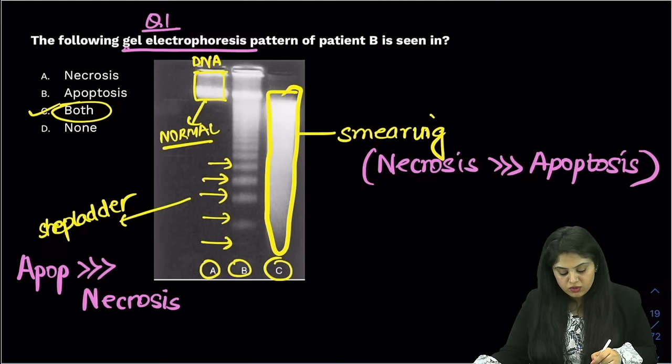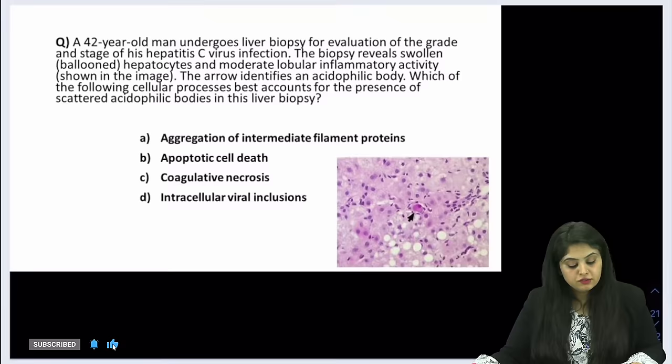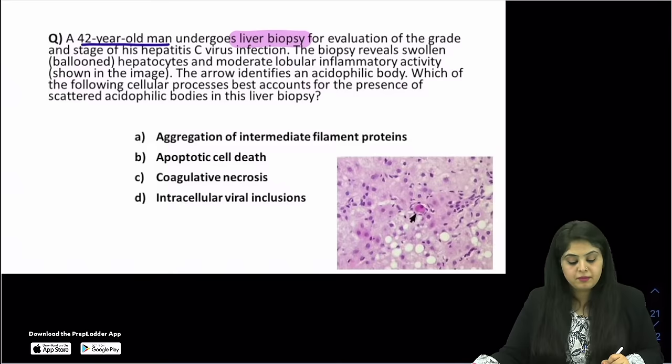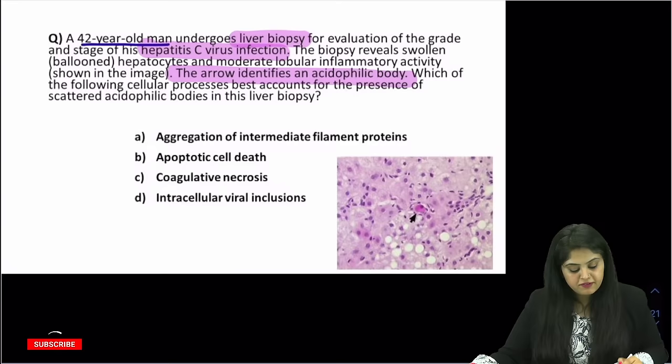Okay, moving on to the next question, which is also something students tend to confuse a lot. So I have to discuss this. A quick review of this question, please. It has come in your previous year papers earlier. Here you have a 42-year-old man who undergoes a liver biopsy to know the grading and staging of hepatitis C virus infection. The biopsy reveals swollen hepatocytes and moderate lobular inflammatory activity. The arrow identifies an acidophilic body. Which of the following best accounts for this?